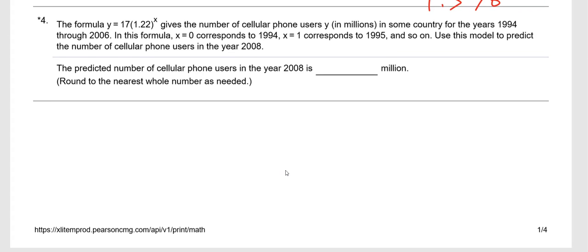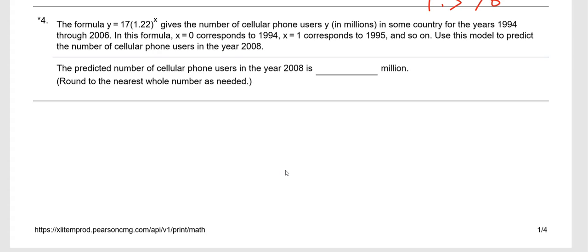What's the growth rate on question 4? This formula gives the number of cellular phone users in some country for the years from 94 to 2006. What's the growth rate? I got to vote for 22%. You agree? Yeah, that is true. 22%. That's a good clip. Sounds like being a cell phone salesman would be a good job in this area if it's going up by 22% each year. Use this model to predict the number of cell phone users in the year 2008. What are we going to use for X?